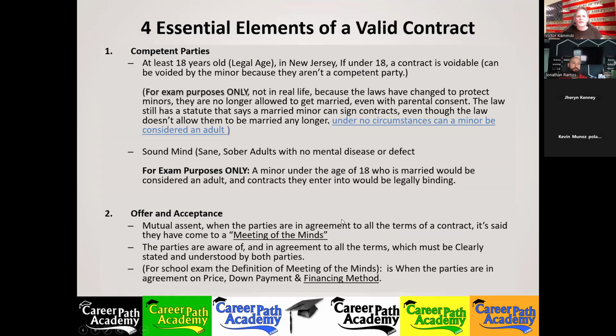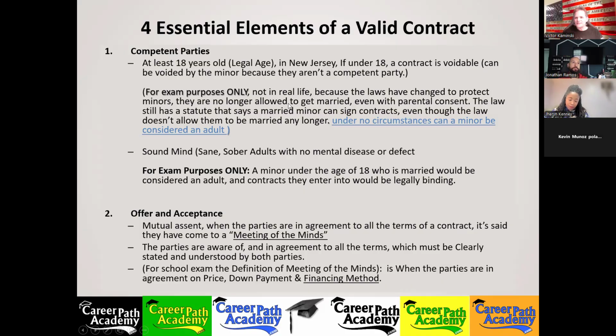Yep. So here on these slides, I just took those same things that we just highlighted and I elaborated a little bit more on them, right? So here I wrote, competent parties, you got to be at least 18 years of age, legal age in New Jersey. If under 18, a contract is voidable and can be voided by the minor because they are not a competent party. Can you enter into contracts with minors? Sure, but they're not a competent party.